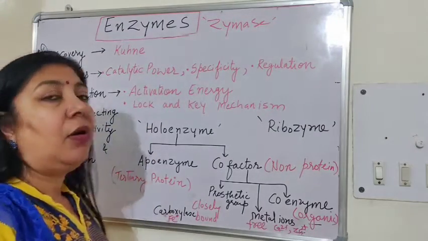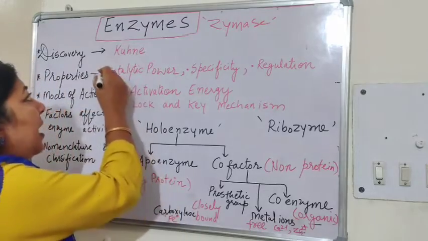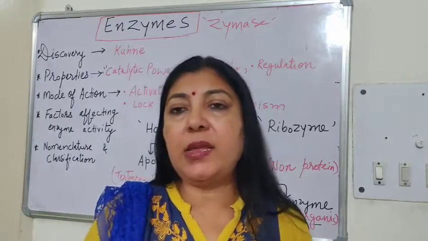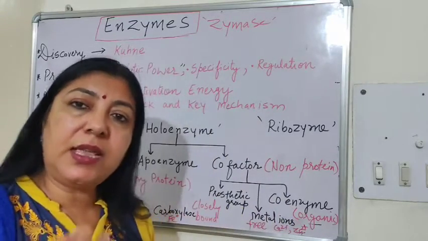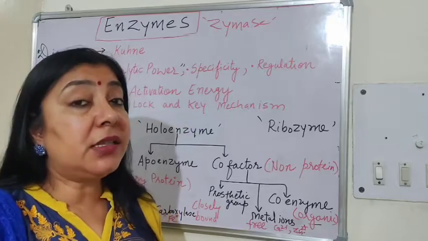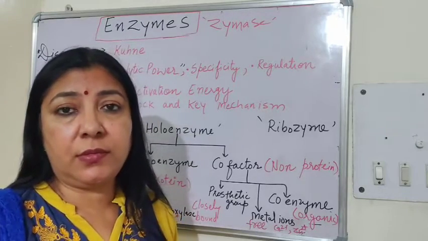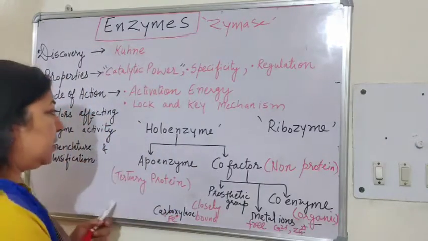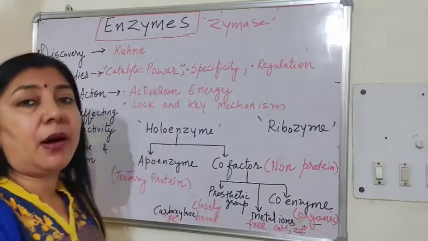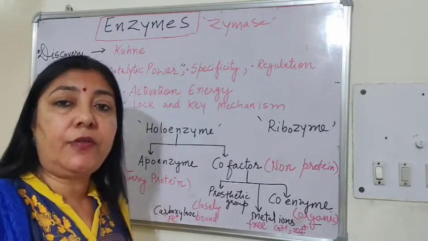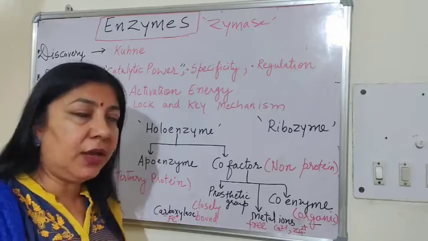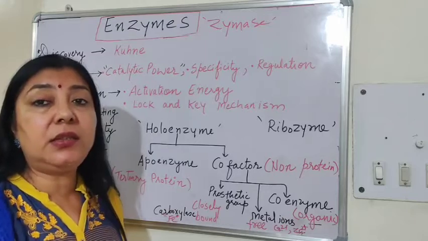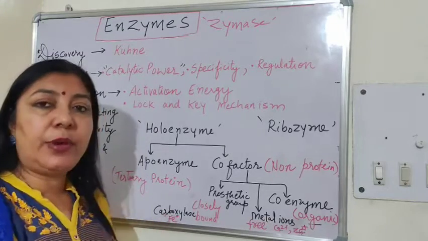The first property of any enzyme is its catalytic power. What is the meaning of catalytic power? What is a catalyst? A catalyst is any substance which accelerates the rate of reaction without participating in it. So all enzymes are catalytic in power. They will speed up the rate of reaction, but they will not participate. Okay, so that is the first property, catalytic power. It will enhance the rate of reaction. I told you in the previous lecture.